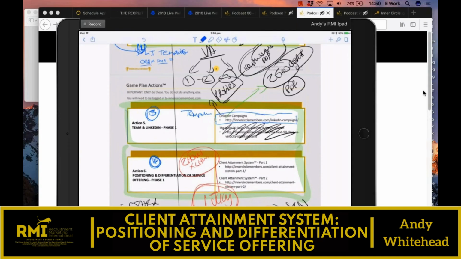Client Attainment System. So this is now responsible for millions and millions and millions of dollars and pounds worth of business. It's called the CAS, Client Attainment System. Something I came up with about 4 or 5 years ago. We tweaked it and tweaked it over the years. In short, it does what it says on the tin.